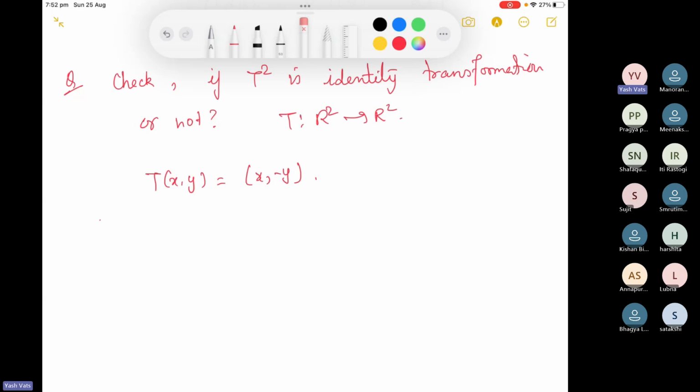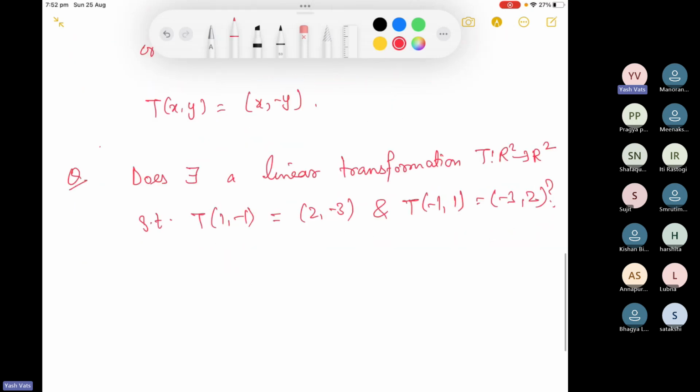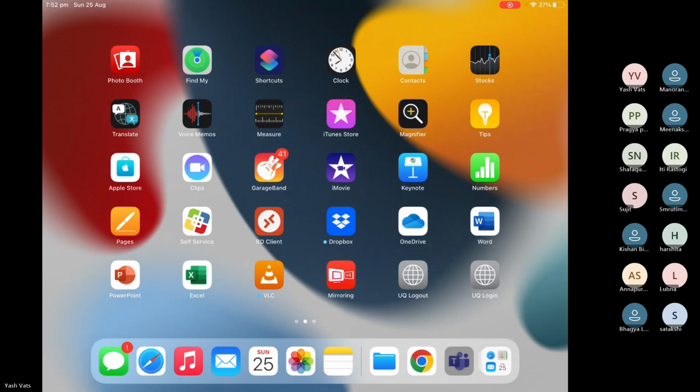Another thing you have to check is the question: does there exist a linear transformation T from R2 to R2 such that T(1, -1) is (2, -3) and T(-1, 1) is (-3, 2)? Does there exist such a linear transformation? So just try these two questions for 10 minutes and then let me know. We already discussed linear transformations today, because assignment 5 is based on linear transformations only. So we do have a couple of questions. Just check.